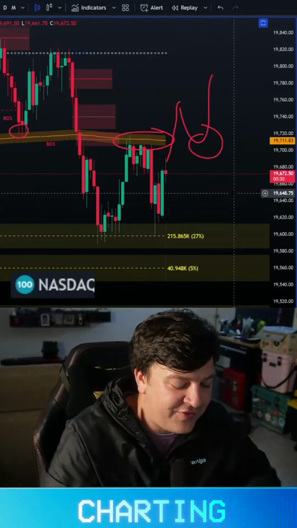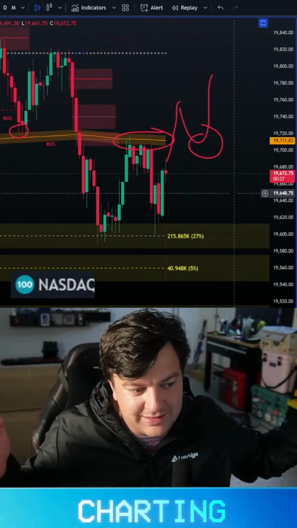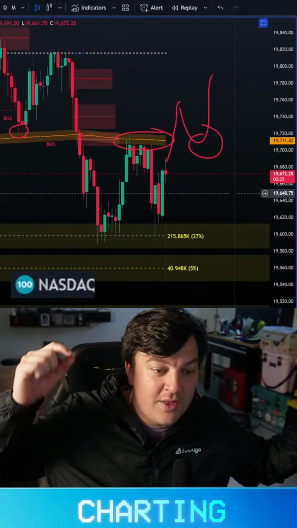FOMC, 50 basis points. Not too bad. Again, I think we could chop around for a while into the election, then maybe have a rally at the end of the year. That is for the U.S.